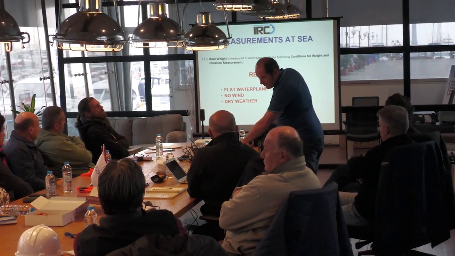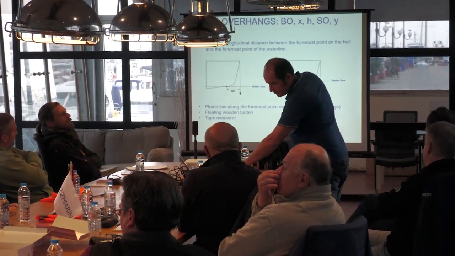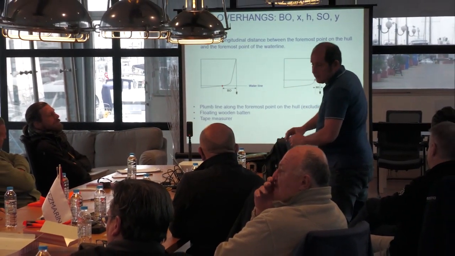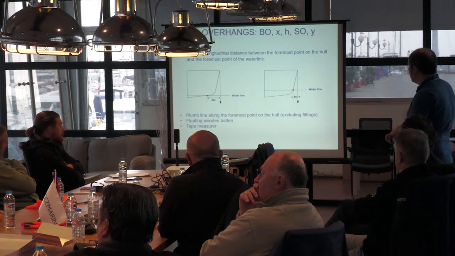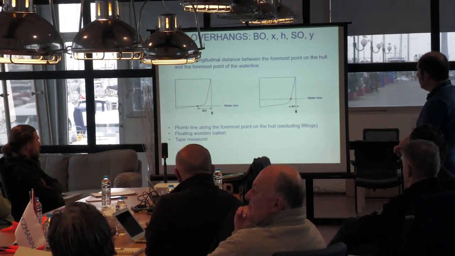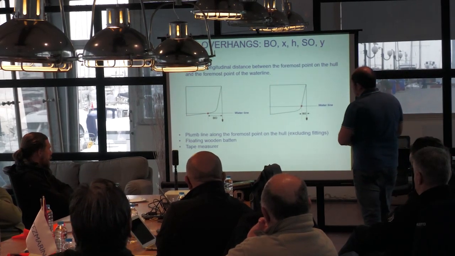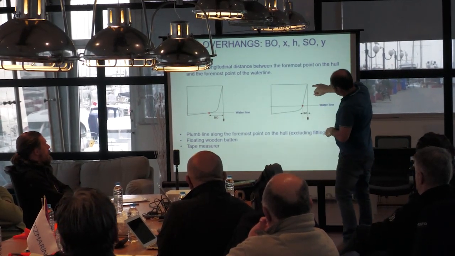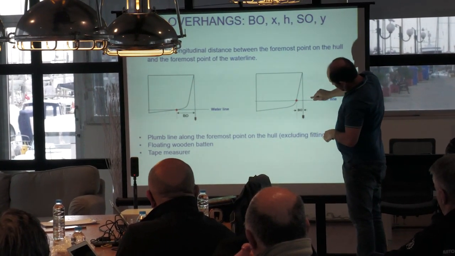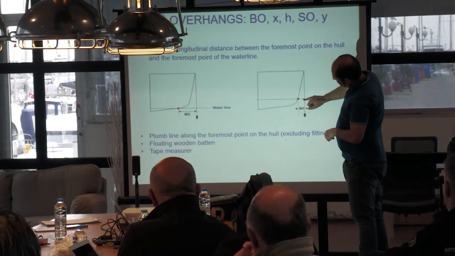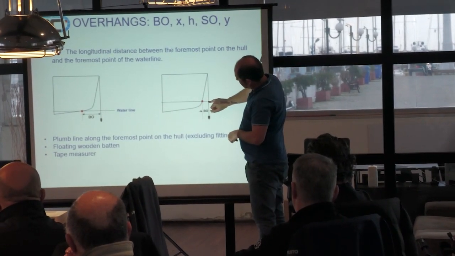So now let's go for the overhangs. The first is the bow overhang, which is the longitudinal distance between the foremost point of the hull and the foremost point of the waterline. So the foremost point of the hull is there. Here you will have your plumb line, and with a floating wooden ruler, for instance, you may record this distance and measure it.